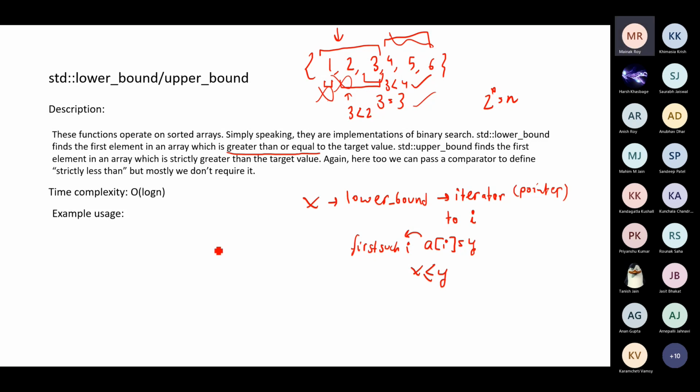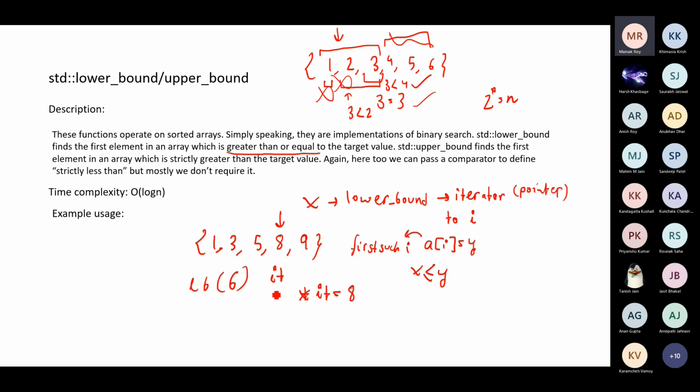So if you have, say, an array 1, 3, 5, 8, 9, and you're searching for, say, lower bound 6. So this will return an iterator to 8. You'll get this iterator, and now if you dereference this iterator or pointer, you will get 8.